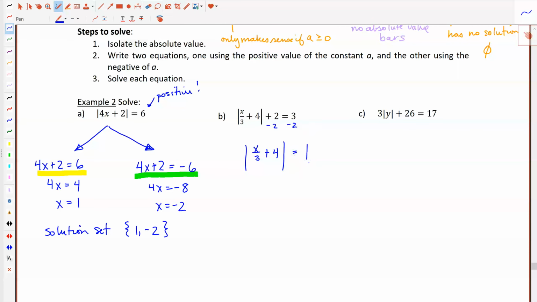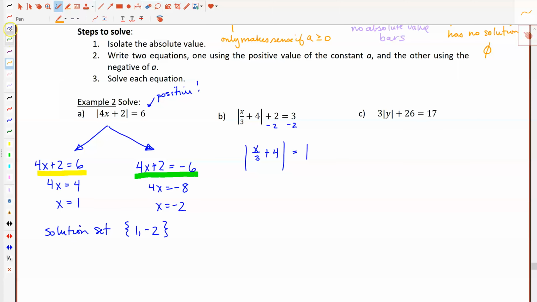Now a couple things to note here. Do not drop the absolute value bars just yet. You're not dealing with them at this point. All you're trying to do is isolate that absolute value expression on the one side by getting this number to the other side. All right, so that's the first thing. Don't drop those bars just yet. We'll drop them on our next step.